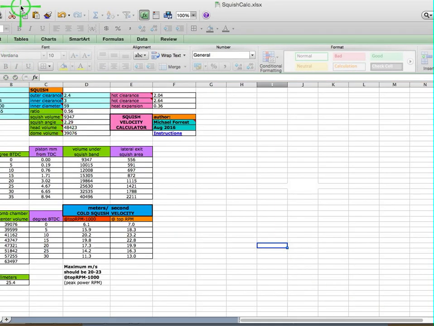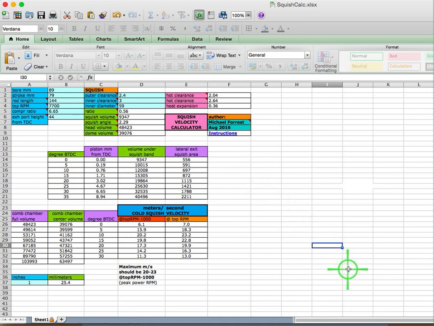Next is the squish velocity calculator. Everyone needs to do that because of manufacturing tolerances, and occasionally there are a few bikes made that the factory just plain screwed up, and they made it with too high a velocity, which makes it prone to detonation. A Honda CR500 is one example. So even if you buy an aftermarket gasket, you might be changing the squish velocity. So this is very good for determining what it is, which is the results right here. And the goal is to have 20 to 23 meters per second at the peak power RPM.